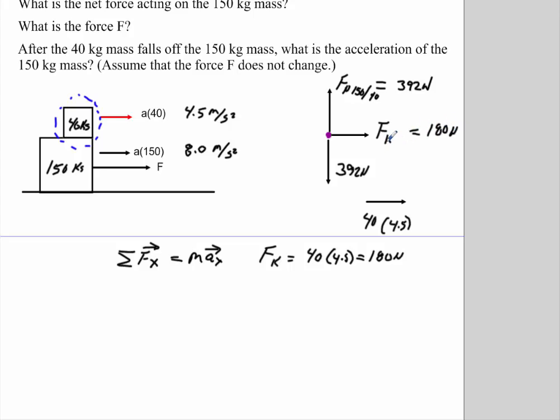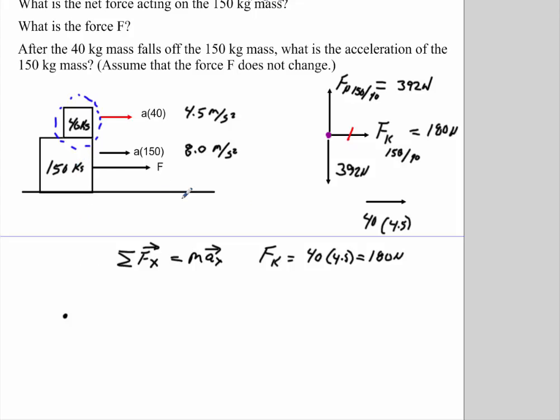One thing I would note is that this kinetic friction is being caused by the 150 kilogram mass. This is the 150/40, meaning the 150 is creating this. So we will have a force pair when we draw the free body diagram of the 150 going back the other way. So I like to put a slash through it like that.